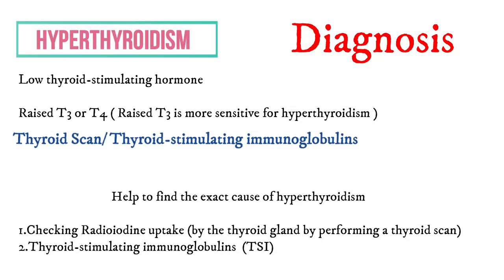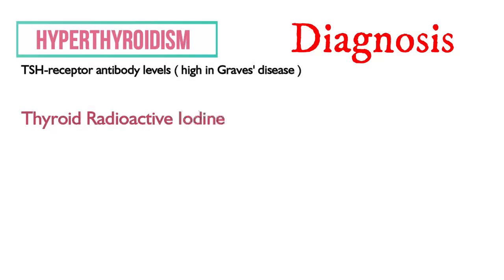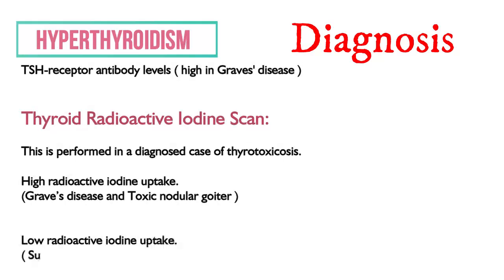Checking radioiodine uptake by the thyroid gland by performing a thyroid scan, and thyroid-stimulating immunoglobulins may help to find the exact cause of hyperthyroidism. TSH receptor antibody levels are high in Graves' disease.